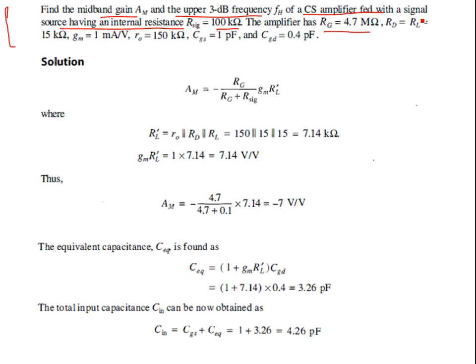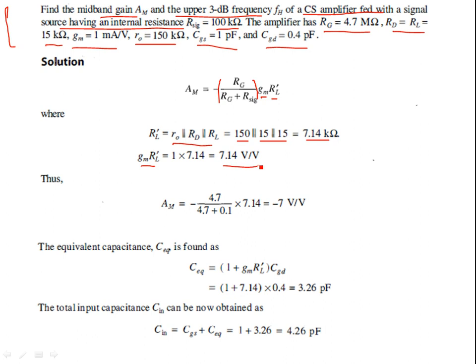Okay, RD is the same as the load resistance, which is 15 kilohms. Transconductance gm is given as 1. R0 is the small signal output resistance between drain and source of the transistor. CGS is given as 1 picofarad, and CGD is a fraction of a picofarad, 0.4 picofarads. So the midband gain: this part is almost unity, so you don't need to consider that. gm is 1, and RL prime consists of the parallel combination of R0, RD, and RL. R0 is 150, RD and RL are the same. The parallel combination is going to give you the smallest of all three, that is 7.14 kilohms. If you solve that, then gm RL prime for unity gain is 7.14 volts.